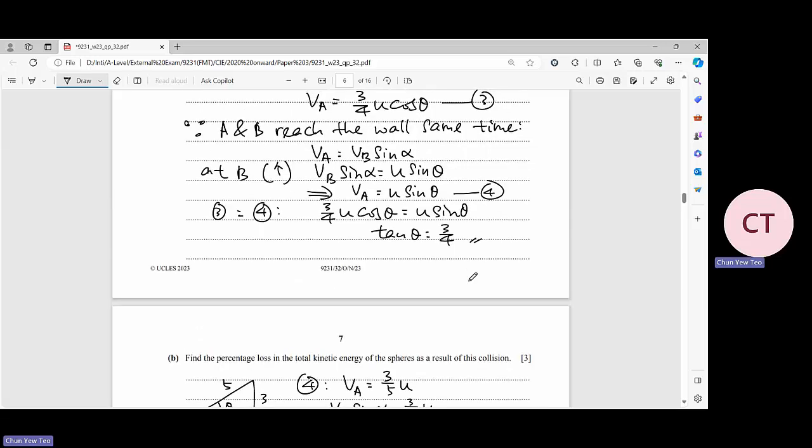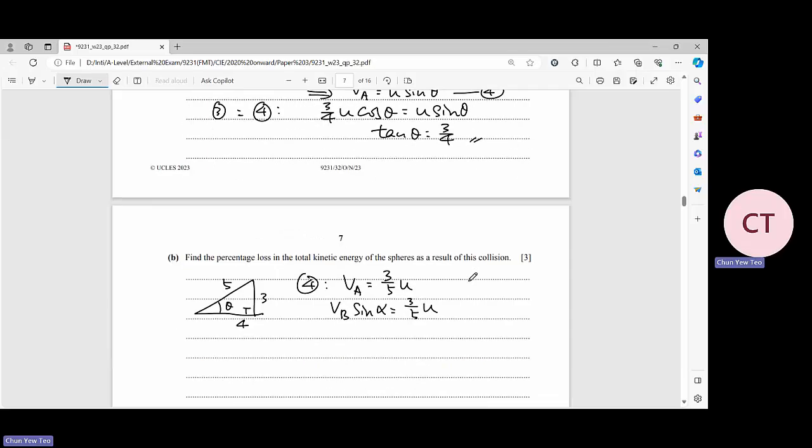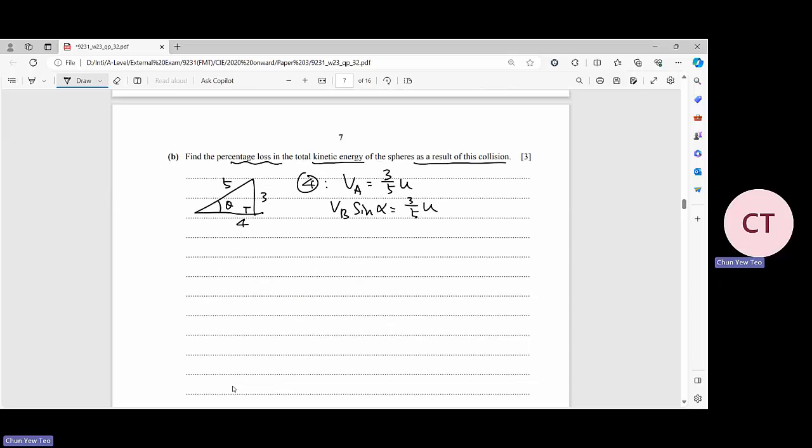What else have we missed out? I want to find the percentage loss in the total KE for the sphere population before and after. So the formula is supposed to be like this. The KE loss is supposed to be half mu square minus a half m VA square minus a half m VB square.